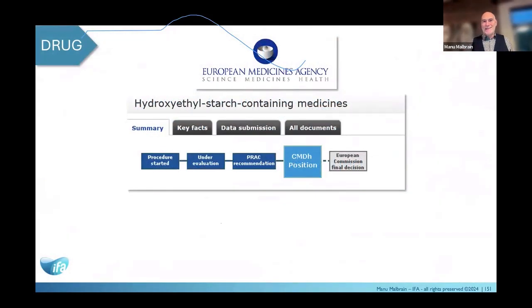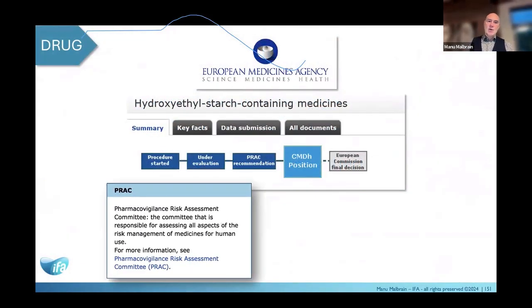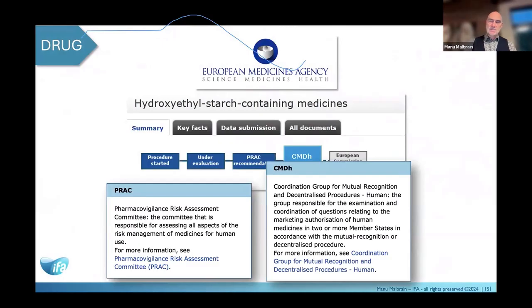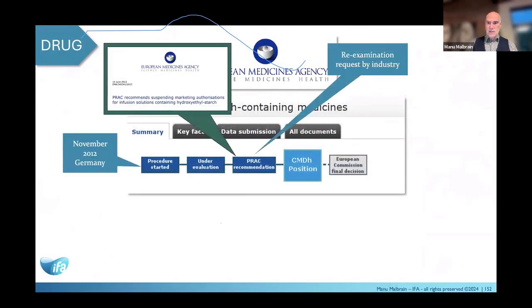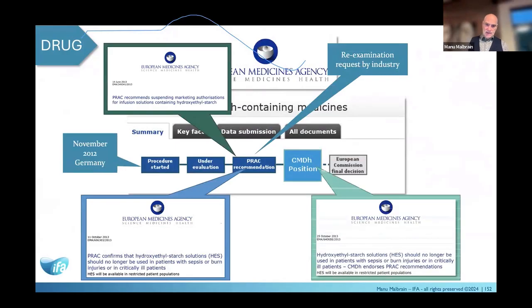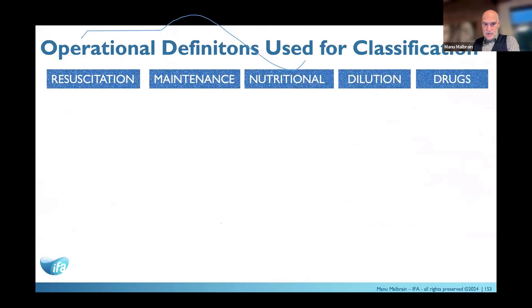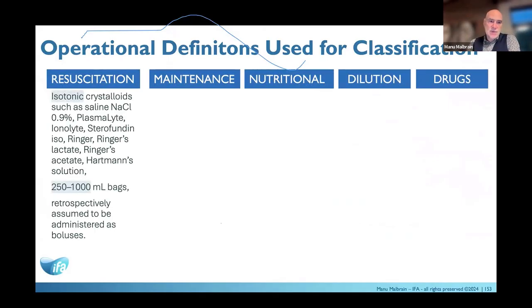Because that was exactly the recommendation of the pharmacovigilance risk assessment on starches in 2012, where at the end it was stated that these fluids could no longer be used in sepsis, AKI, burns, and so forth. So for this data, huge data, we had to define in retrospect the different indications of fluids. So we said resuscitation fluids are isotonic.